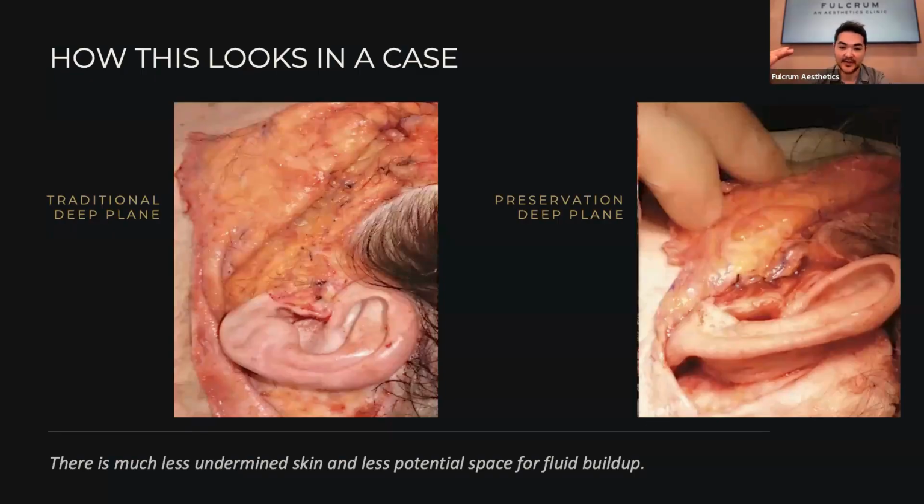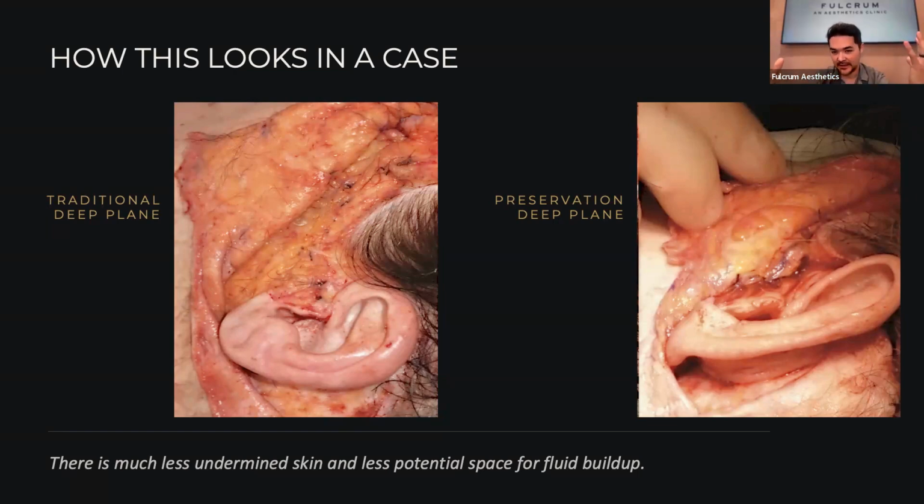This is actually how that looks in real life. In that first picture, it's a traditional deep plane. You can see how much skin is undermined because the plane that you see is after we've released the rug from the Velcro, pulled the rug, sewn it back down, and then the skin on top is what you're seeing. So traditional, there's a fair amount of skin that's elevated. In the preservation, almost all that skin that's elevated is being cut off anyways. So there's very little space between the skin and the SMAS.